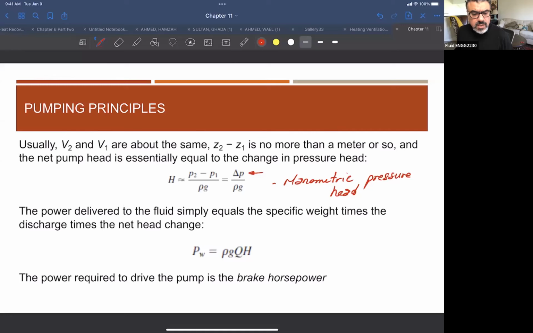As I mentioned, delta P over rho g is basically your manometric pressure head delivered by the pump. And if you need to find out the power, remember the power of the flow energy, the power energy of the fluid. Remember, what is the power for a fluid flow? Anyone? Flow energy, flow power. I keep asking the same question every single lecture. Flow power. What is the flow energy?